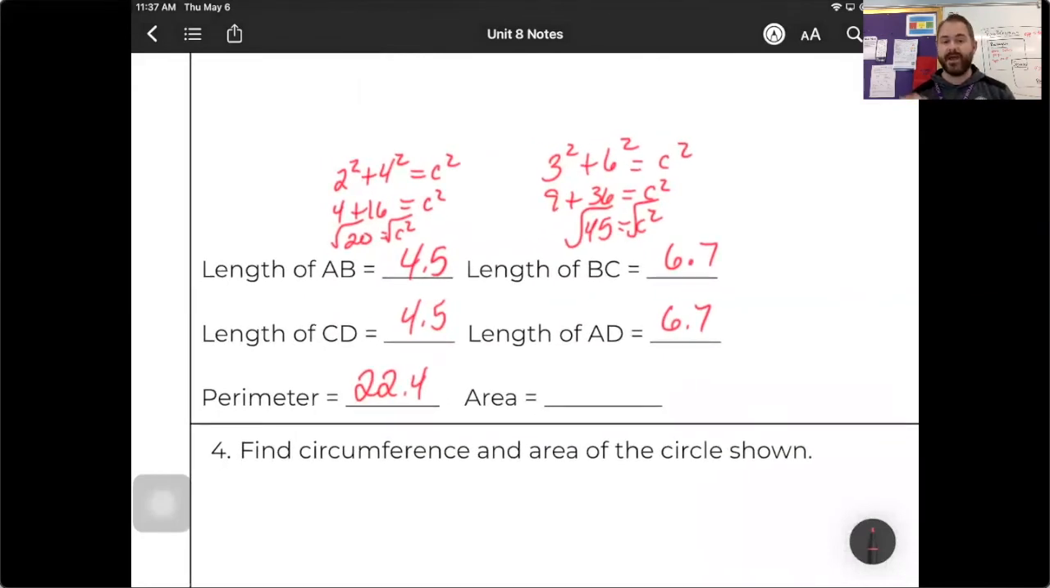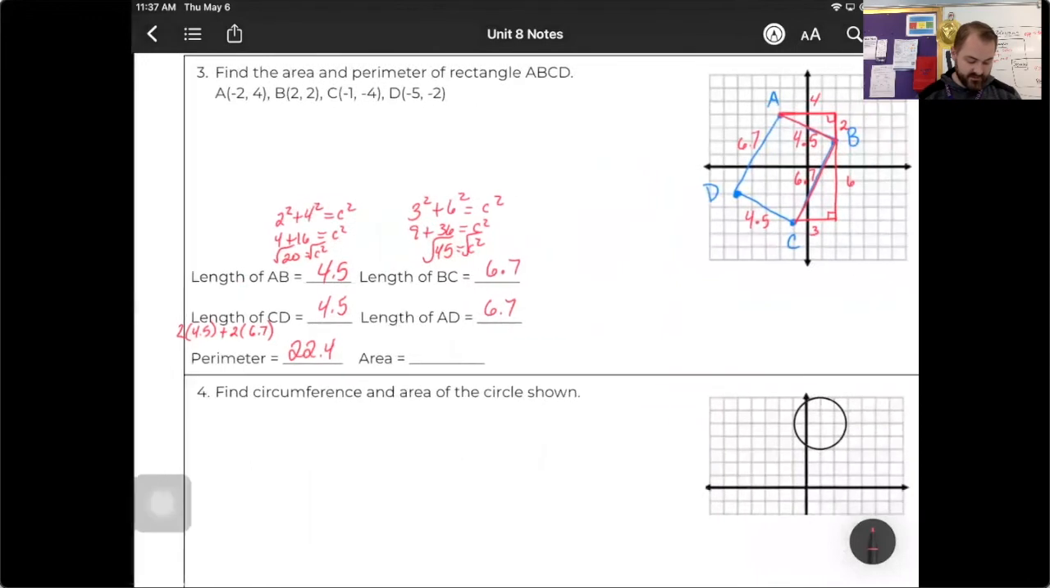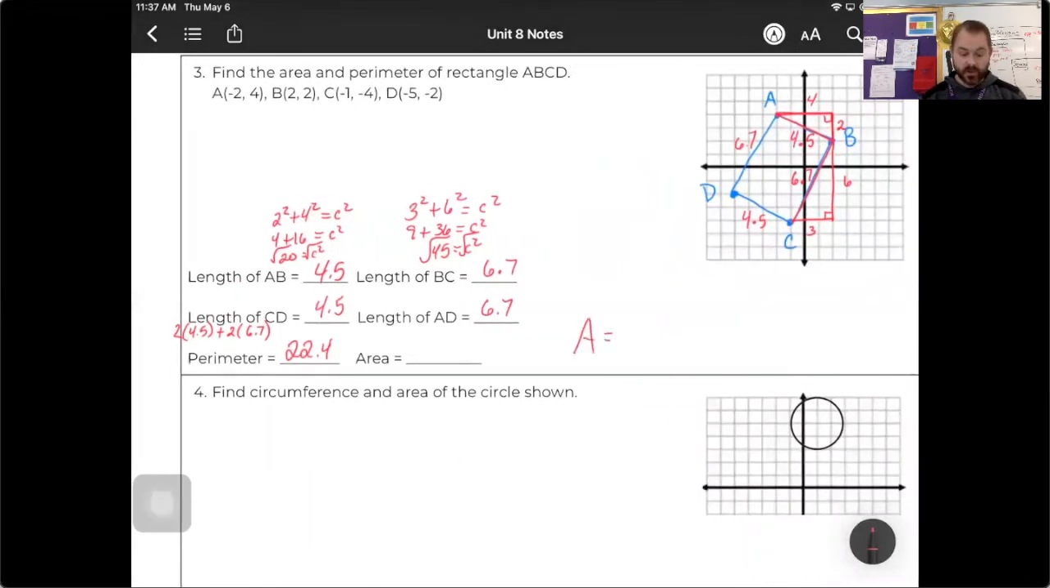To find the perimeter, we're going to add these together. So for perimeter, we do 4.5, and we're going to double that up because there's 2 of them, plus 2 of the 6.7s. When I add all that together, I get 22.4. Now the area of a rectangle is base times height, or length times width. Okay, well, guess what? These numbers represent the length or width, and these represent the other ones. So if I call that the width, that's the length. I would get 6.7 times 4.5.